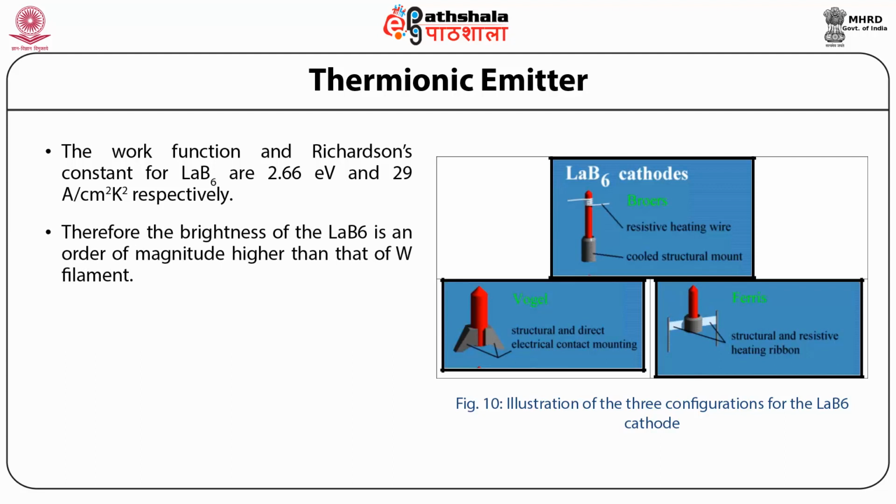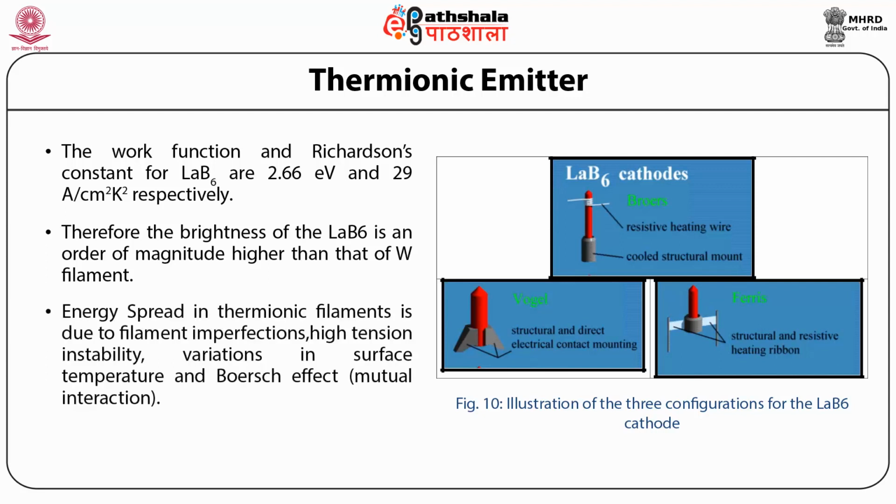Therefore, the brightness of the LaB6 is an order of magnitude higher than that of tungsten filament. Energy spread in thermionic filaments is due to filament imperfections, high tension instability, variations in surface temperature, and Boersch effect, that is mutual interaction. Typical source spot sizes are 30 micron for tungsten and 5 micron for LaB6.